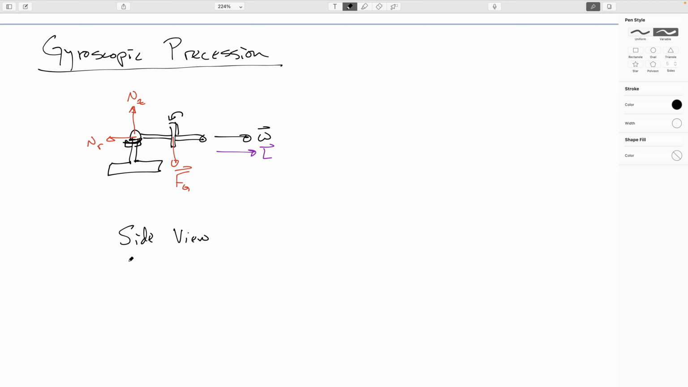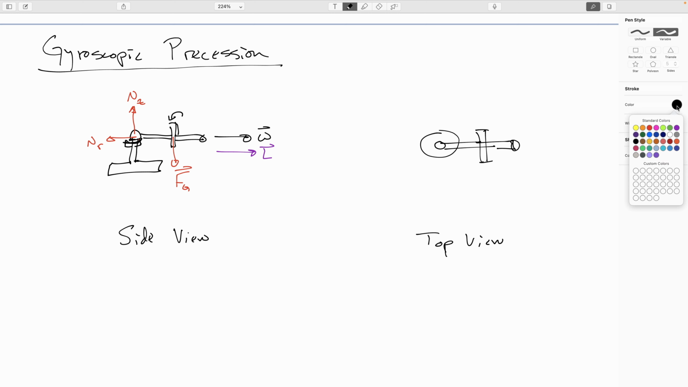Now, let's take a look at it from above. So this is the view from above. So here's our pedestal. There's our gyroscope sitting out like that. So once again, we have the angular momentum pointing out, and that's the only bit that we're really going to need here. And I'm going to draw it all the way out from there for reasons that'll make sense in a moment.